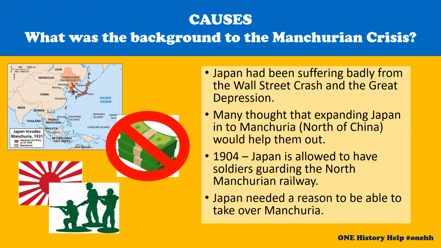But the problem is that Japan needed a reason to be able to take over Manchuria. They couldn't just swan in there and decide, hey, we're going to be in charge now. They needed a reason to be able to occupy that territory. And I was going to say, luckily for them, something came up. But actually, as we'll see, the reason for their invasion isn't as clear-cut as they would have liked it to have been.